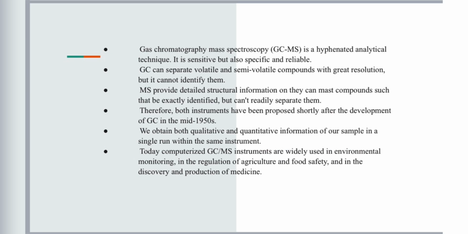Gas chromatography mass spectrometry is an abundant analytical technique. It is sensitive but also specific and reliable. Gas chromatography can separate volatile and semi-volatile compounds with great resolution, but it cannot identify them. Mass spectrometry provides detailed structural information on the compounds, so they can be exactly identified.